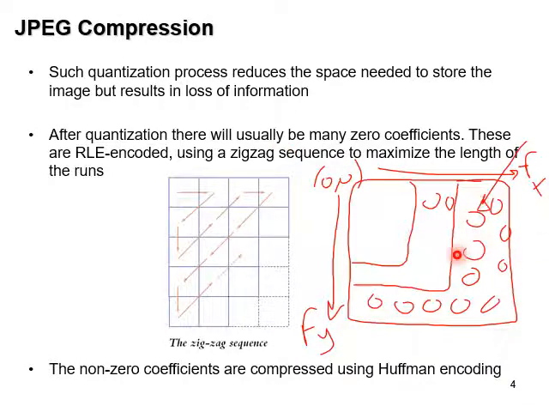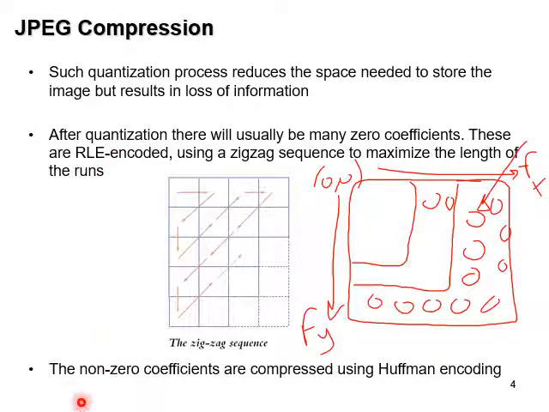Now, can we store this in a smart way such that we will have more compression? Yes, we do this zigzag ordering, where you store this coefficient, this one, and so on, and then you will have lots of zeros at the end, and those zeros are encoded using run length encoding. So that will give you more compression.